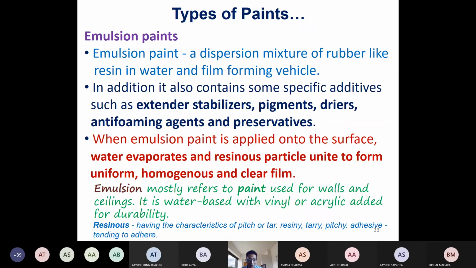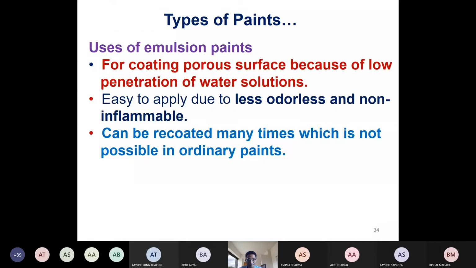When immersion paint is applied on the surface, water evaporates and resinous particles unite to form uniform, homogeneous, and clear film. Immersion mostly refers to paint used for walls and ceiling. It is water-based with vinyl and acrylic added for durability. Use of immersion paint for coating porous surfaces because of low penetration, porous surface मा coating गर्नलाई यहाँ wall pillar पनि ताल्छ, यहाँ ताल्ने काम हुन्छ.